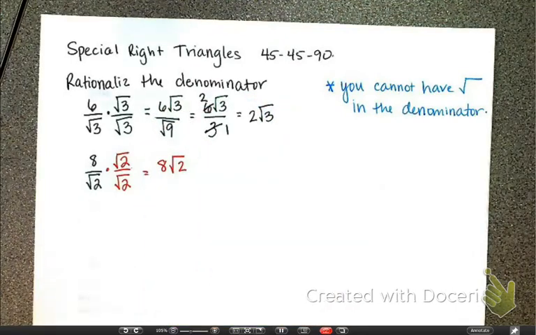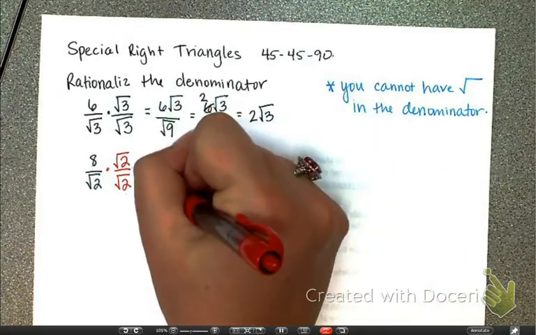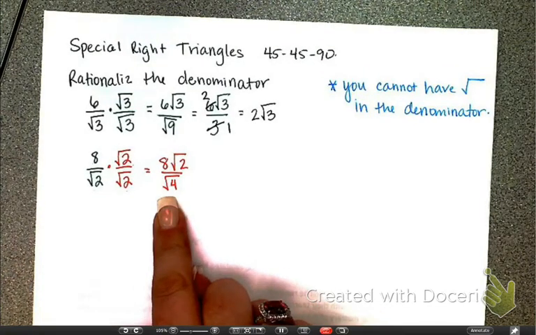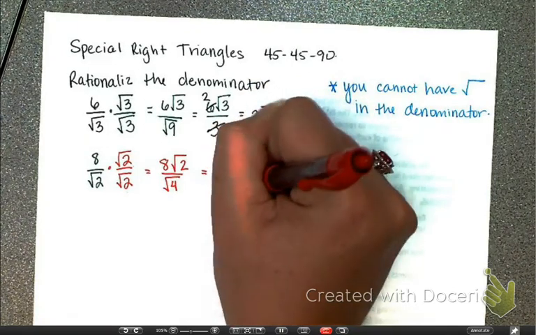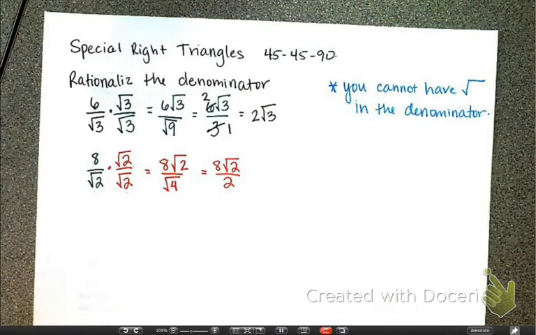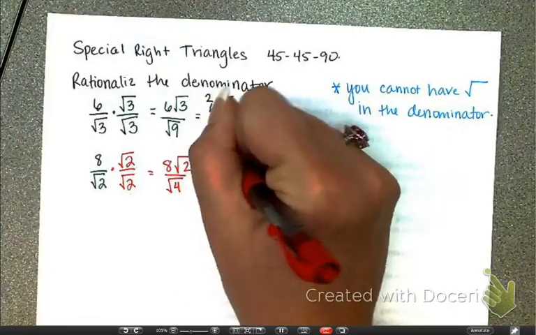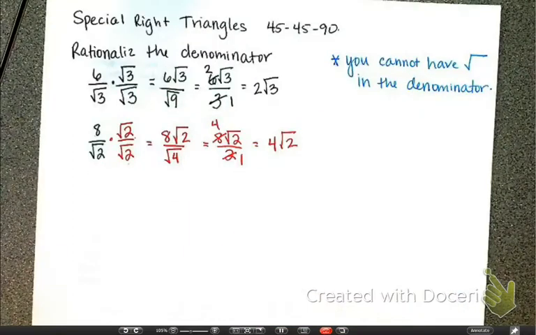I can't do anything. What's the square root of 2 times the square root of 2? Square root of 4. Some of you missed this square root part. You have to keep it until you simplify. And the square root of 4 is 2. Now I can look at the numerator and the denominator and reduce. 2 goes into itself once. 2 goes into 8 4 times. So you should have gotten 4 square root of 2. Are we okay with that?